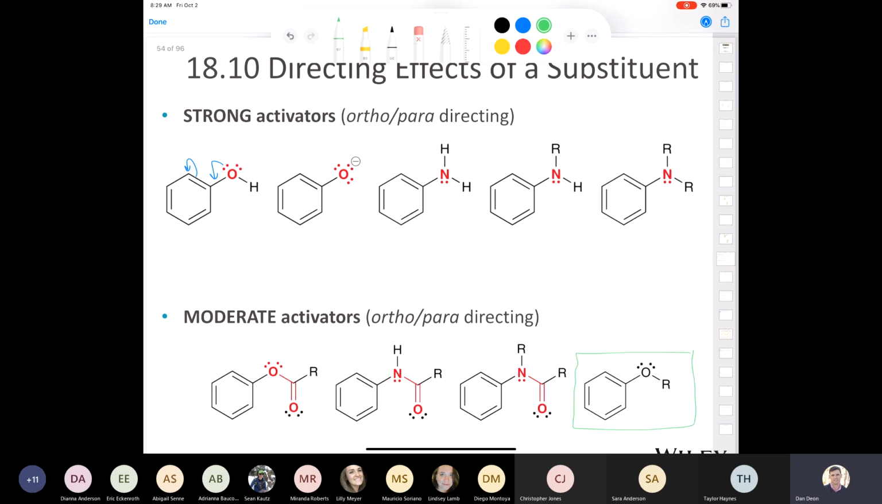It's the phenyl ether. You might be thinking, why would this be down in moderate, because I don't have a carbonyl here? Shouldn't it be up here with the strong activators? Well, I have written in my notes that a phenyl ether is kind of in between moderate and strong. So we'll put it here, in between moderate and strong.